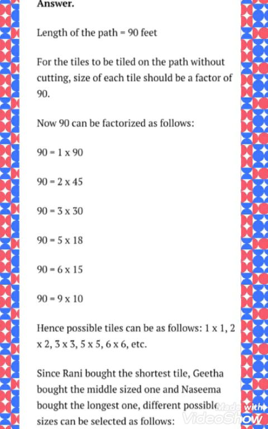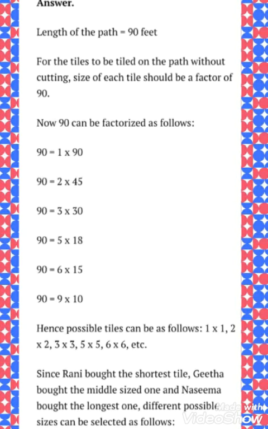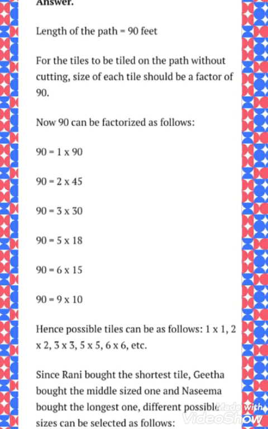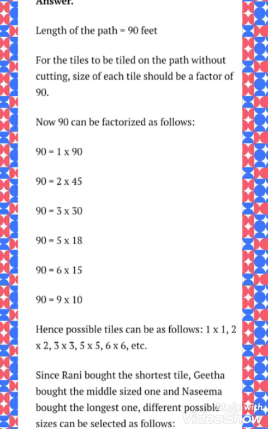Since Rani bought the shortest tile, Geeta bought the middle sized one and Nasima bought the longest one, different possible sizes can be selected as follows. Now you will see that they have bought the smallest, medium and longest sizes of the tiles. So the probable answers can be as follows, which you will see in the next slide in the video. But for now, in this slide, first you have to understand what? You have to understand these are all the factors of 90.